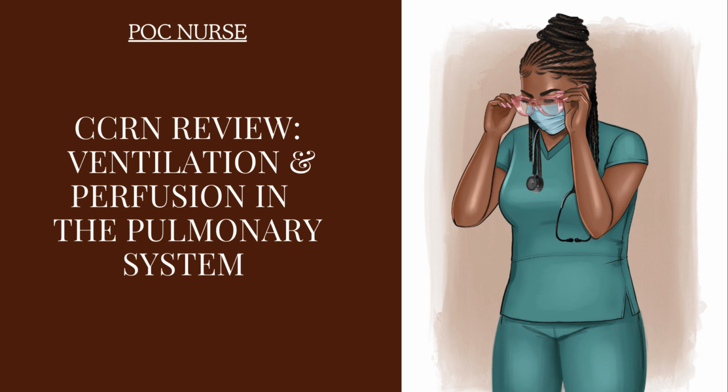For the CCRN, we're going to talk about two types of shunts: anatomic shunts and pathologic shunts. In anatomic shunts, it's an issue with a person's anatomy. Because of the anatomy, blood is moving from the right side to the left side without being oxygenated. Two examples are a ventricular septal defect, where there is a hole between the right and left ventricle, and an atrial septal defect, where there is a hole between the left and right atria.